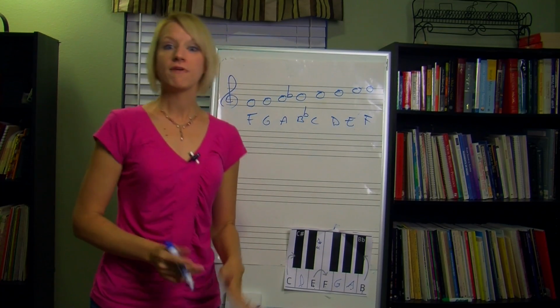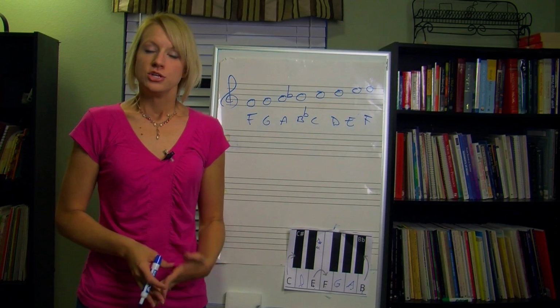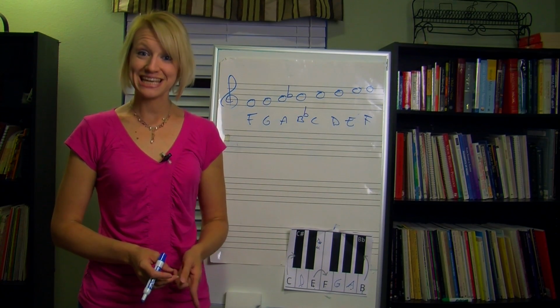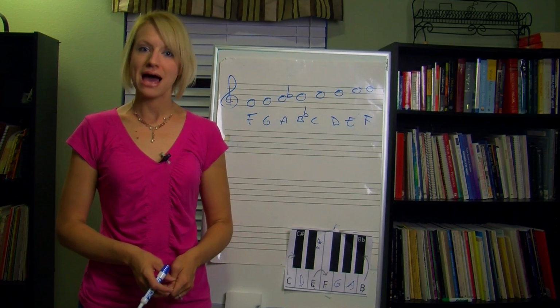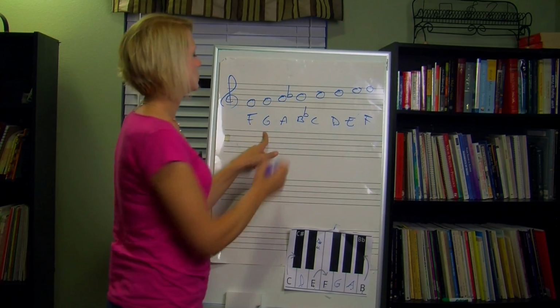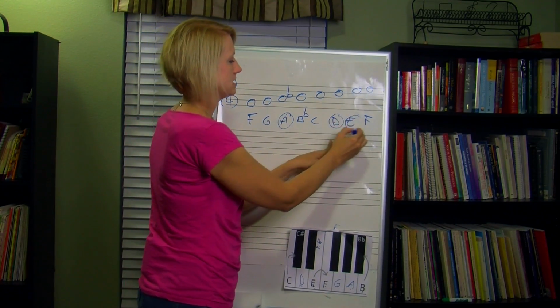If you're going from a major scale to a minor scale, to convert major to minor, you're just going to lower the 3rd, 6th, and 7th scale degrees by a half step. So wait, which ones are the 3rd, 6th, and 7th? 1, 2, 3, 4, 5, 6, 7.